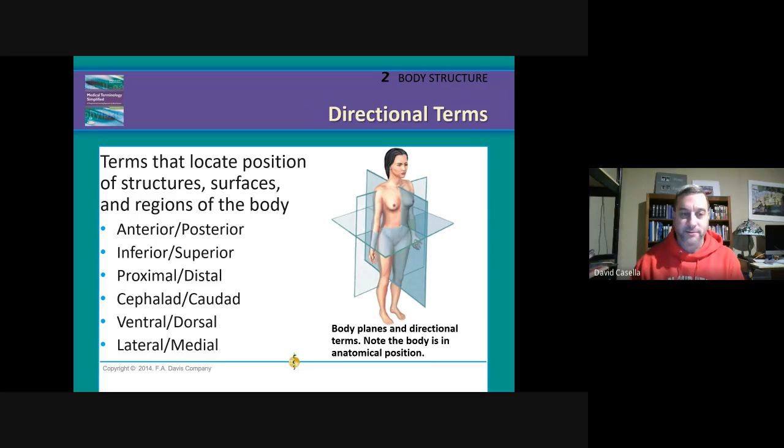Then we have cephalad and caudad. That has to do with towards the head or towards the tail. And then ventral or dorsal is the front of the body or the back of the body. Lateral or medial is dividing the body into sides in this direction. So you're looking at right down the middle towards the midline, just like in a street, you have the median, we have lateral.